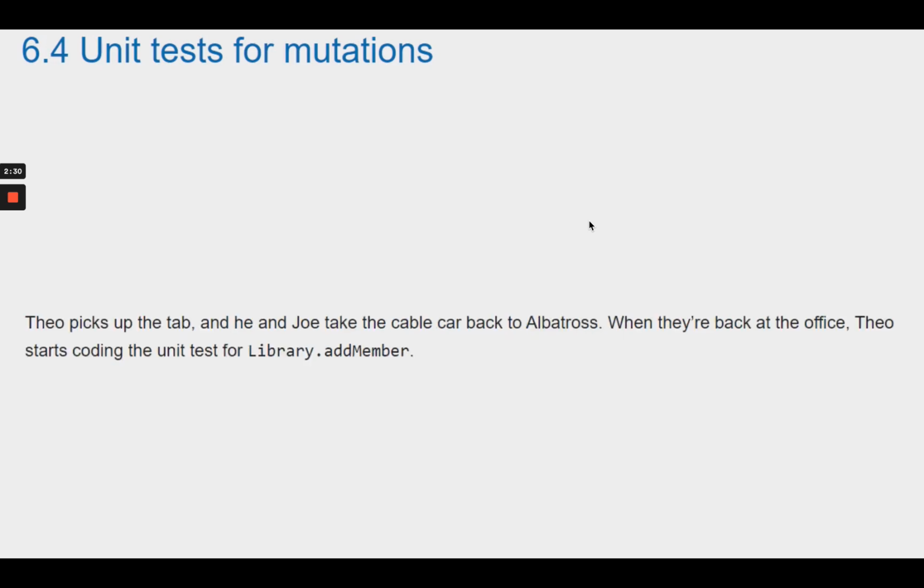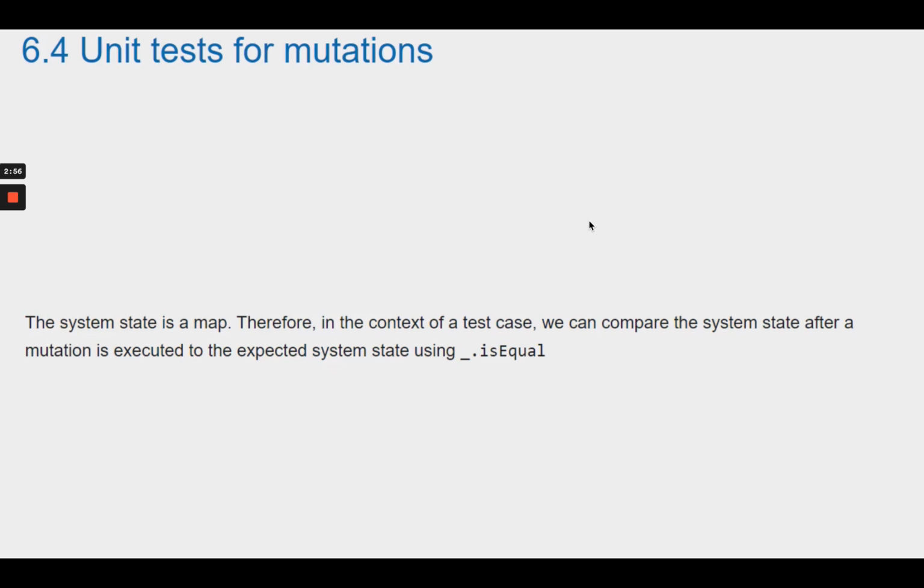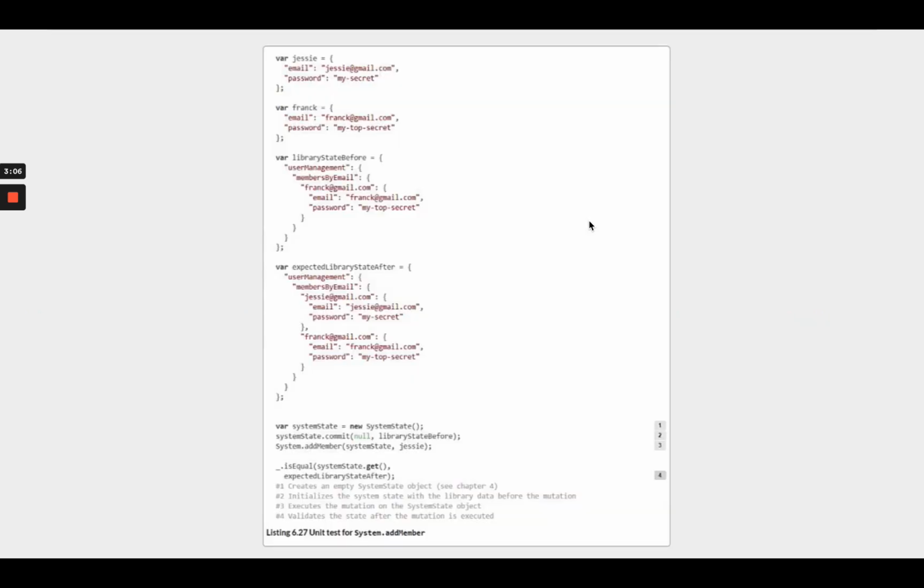Waiter, check please. Theo picks up the tab, and he and Joe take the cable car back to Albatross. When they're back at the office, Theo starts coding the unit test for library.addMember. Theo: Can we use _.isEqual with system state? Joe: Definitely. The system state is a map like any other map. Tip: The system state is a map. Therefore, in the context of a test case, we can compare the system state after a mutation is executed to the expected system state using _.isEqual.